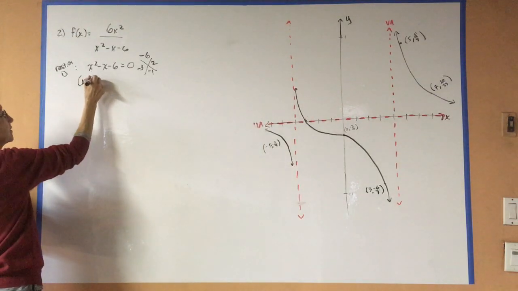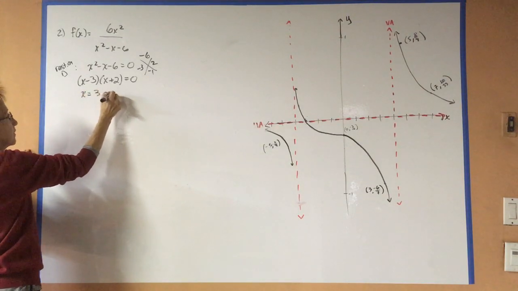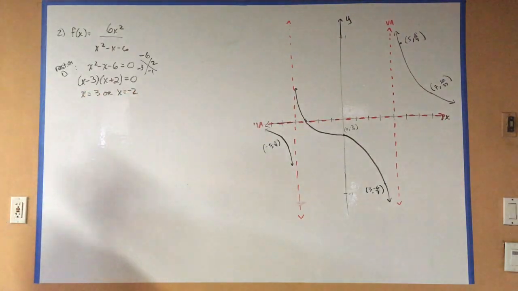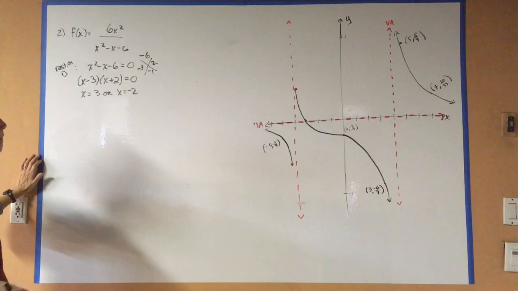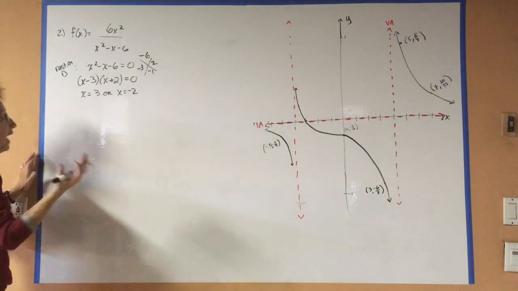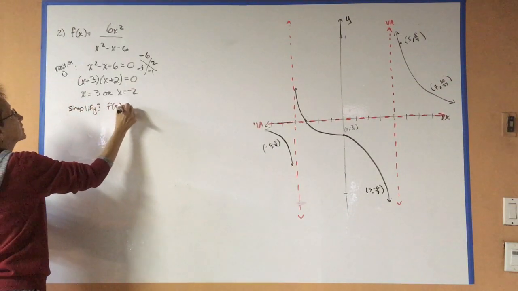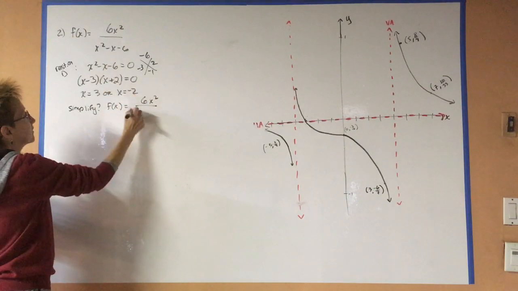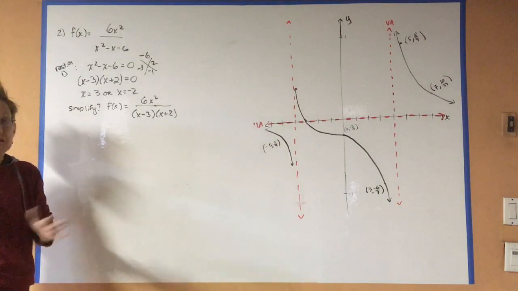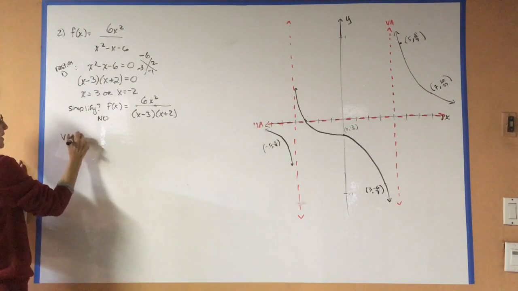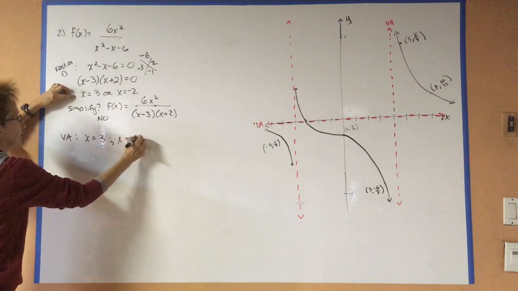So this is x minus 3, x plus 2 equals 0, which means x equals 3 or x equals -2 are my restrictions on that domain. X can't be 3 and x can't be -2. Are those my VAs? I don't know yet until I try to simplify. So can I simplify the function 6x squared over this factored into x minus 3, x plus 2? Can I simplify that? No. So that means that my VAs don't change. My vertical asymptotes are going to be x equals 3 and x equals -2.